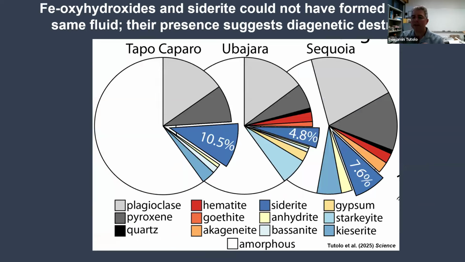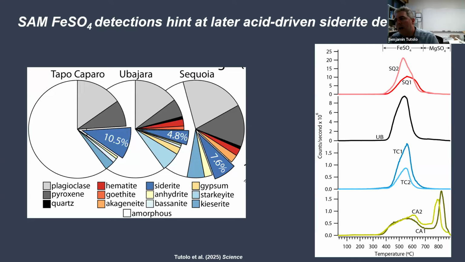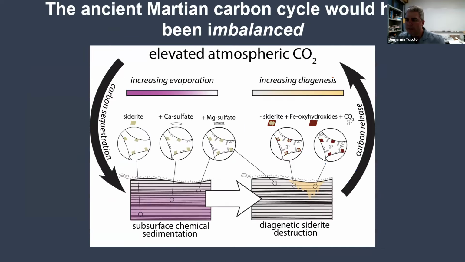But importantly, to close this story here, iron oxyhydroxides and siderite could not have formed from the same fluid. Their presence suggests diagenetic destruction of siderite. So we can't make siderite and iron oxyhydroxides like hematite, goethite and akaganeite from the same fluid. And this is supported by SAM data that shows the presence of small amounts of iron sulfate in these samples. So again, iron being reacted with sulfate during diagenesis potentially can contribute to this formation.